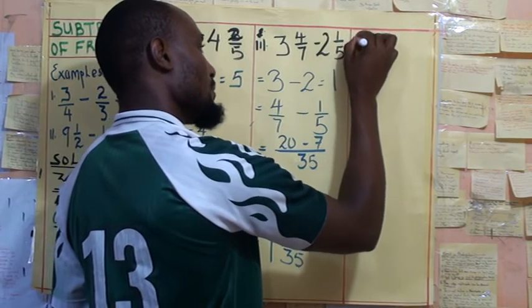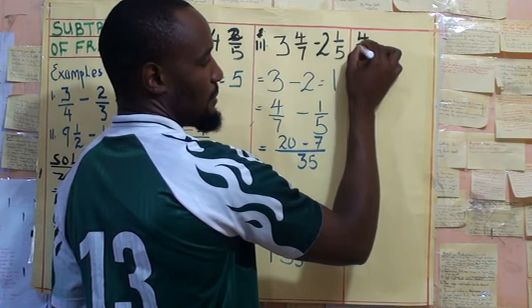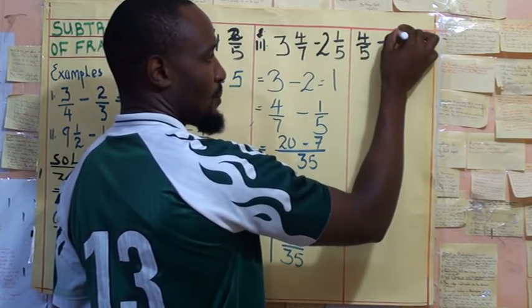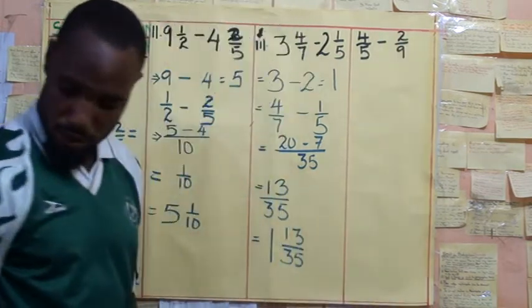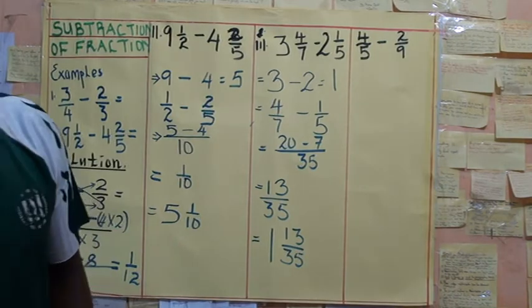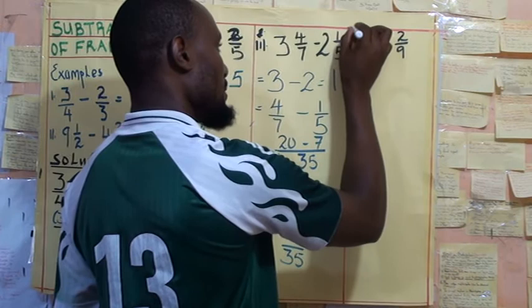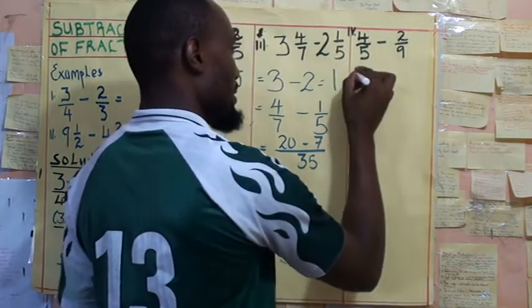Maybe 4 over 5 minus 2 over 9. Minus 2 over 9. That is our fourth example. Example number 4. That will be, we make a straight line.